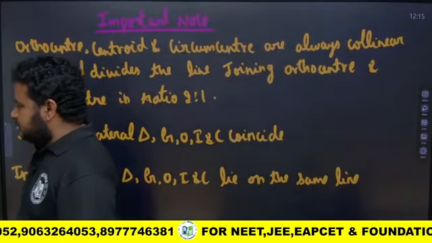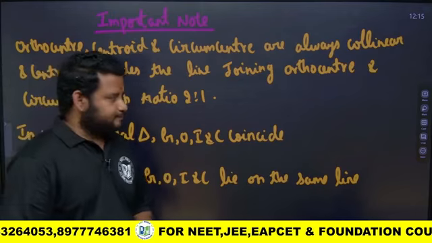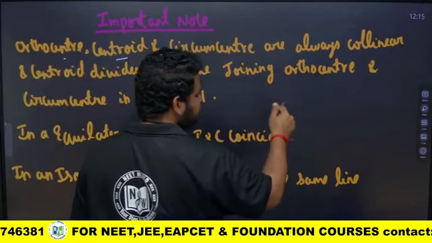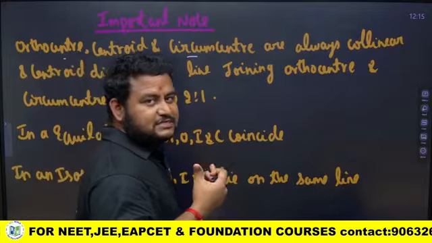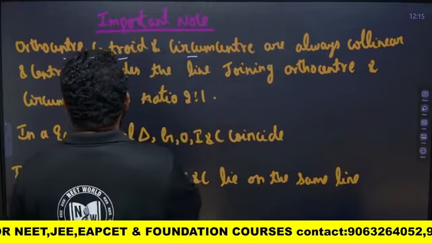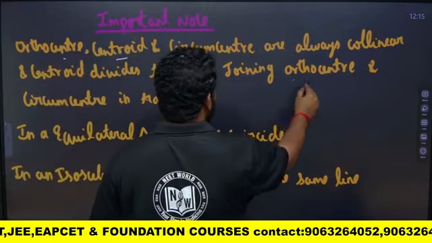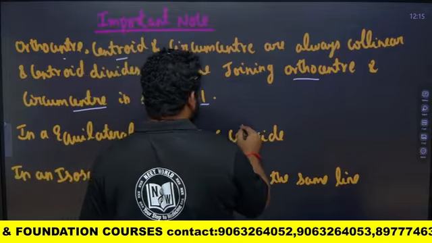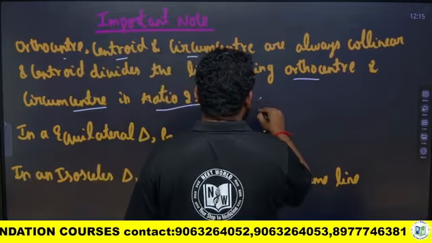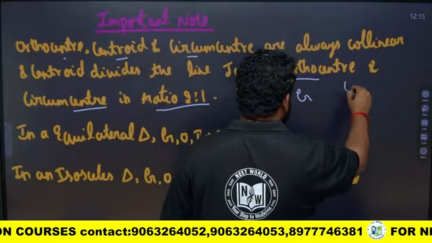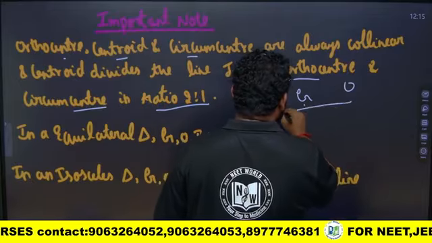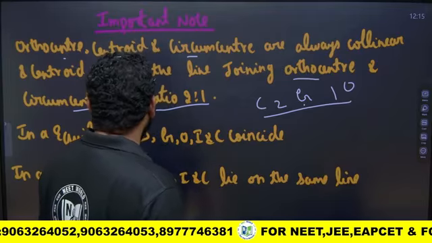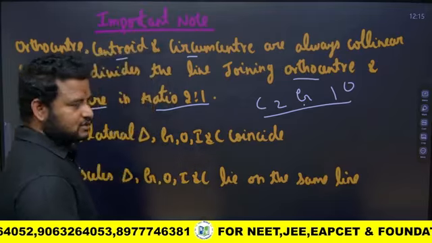Important note, very important, not just important, highly important. See here, the orthocenter, centroid and circumcenter are always collinear. Collinear means they will always lie on the same line. And the centroid divides the line joining the orthocenter and circumcenter in the ratio 2:1. That is, if the circumcenter is here, the centroid is here and the orthocenter is here, the centroid will divide it in the ratio 2:1. That is what they are telling.